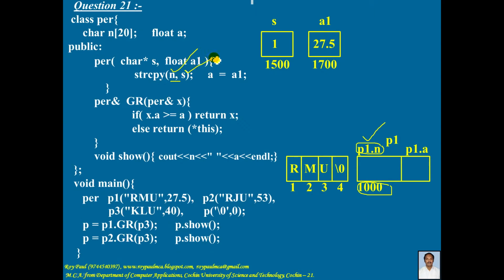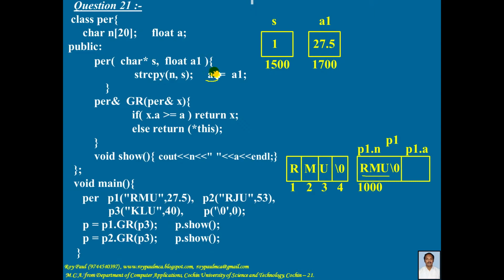Now your pointer variable s contains 1. So string copy 1000, 1. The meaning is the second argument is copied to first argument, that is 1 is copied to 1000, that is string present at memory location 1 is copied to memory location 1000. So string present at memory location 1 is this one. This is copied to memory location n, which means here the string comes.